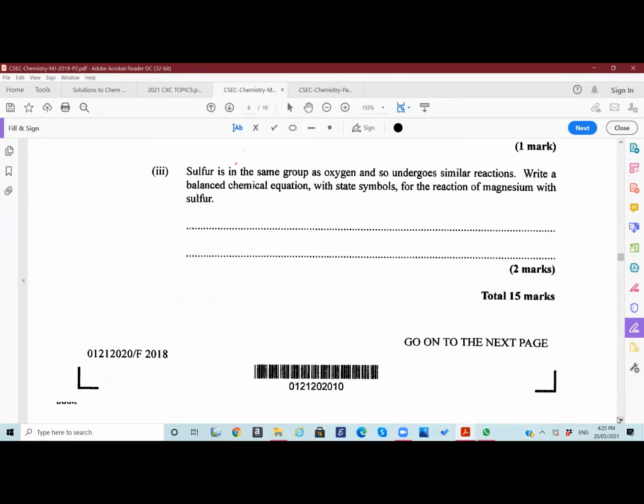Part 3, sulfur is in the same group as oxygen and so undergoes similar reactions. Write a balanced chemical equation with state symbols for the reaction of magnesium with sulfur. So they tell us that sulfur is in the same group as oxygen. So it will react similarly as oxygen. And they want to know how magnesium is going to react with sulfur. So to know that, we'll need to understand or remember how magnesium reacts with oxygen. You remember that reaction?